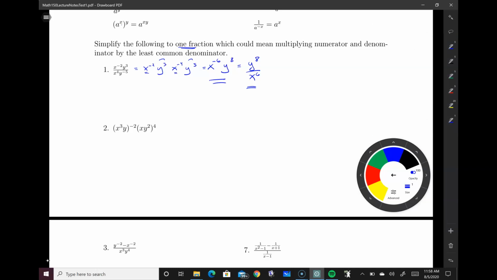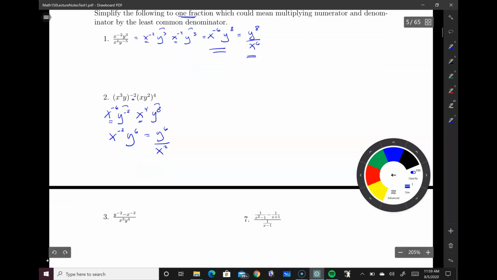These two here are just straightforward. So here I'm going to distribute this negative 2 exponent. So I'll get x to the negative 6, y to the negative 2. And then here I'll have x to the 4th, y to the 8th. So distributing these exponents, joining these together, adding the exponents of the x's together, I get x to the negative 2, adding the exponents of the y's together, I get y to the 6th. And again, if I wanted to make all positive exponents, I'd rewrite it like this.